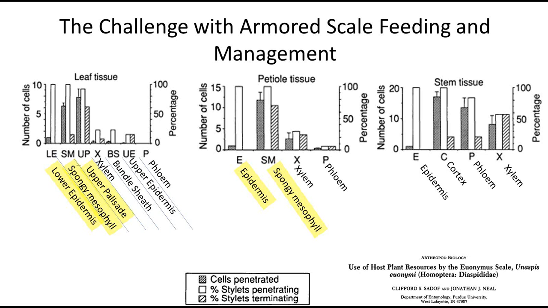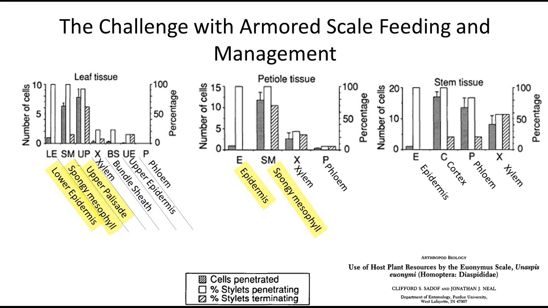this one hard scale. This was a euonymus hard scale. And they found that on the leaf tissue, on the petiole tissue, and on the stem tissue, these scales barely even touched the xylem, the bundle sheath, the upper epidermis, and the phloem. They were really penetrating the cells, having the stylets penetrate through the cells, the lower epidermis, the spongy mesophyll, and the palisade layer. That means that they're really ignoring the entire vascular system, which is why hard scales don't produce honeydew, and they were really just targeting these outward parts of the leaf tissue over here. And though this hasn't been shown for every single type of hard scale, it was definitively shown in euonymus scales.